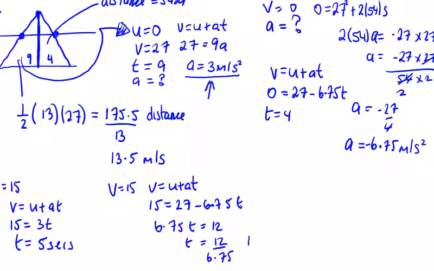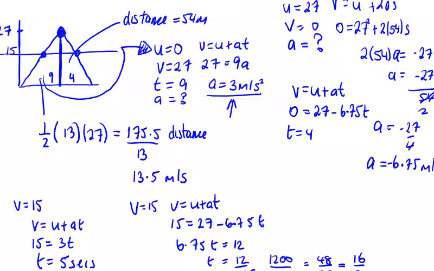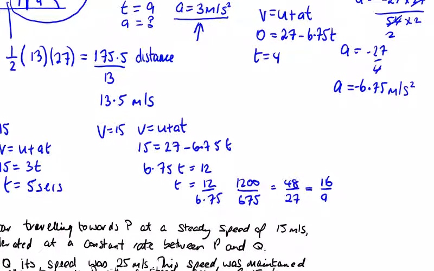Now it'd be handy just to use a calculator, but because I don't have one here, I'm going to just write 1200 over 675. 25 into both of them is 48 over 24 and 3, 27, and 3 into both of them is 16 over 9, which doesn't go down any further. So that would be 16 over 9 seconds after this point, obviously, because it's taken 9 seconds to get here. So we'd have to add 9 to that. So 1 and 7 over 9 plus 9, so it's going to be 10 and 7 over 9 seconds after the start that the velocity will be 15.